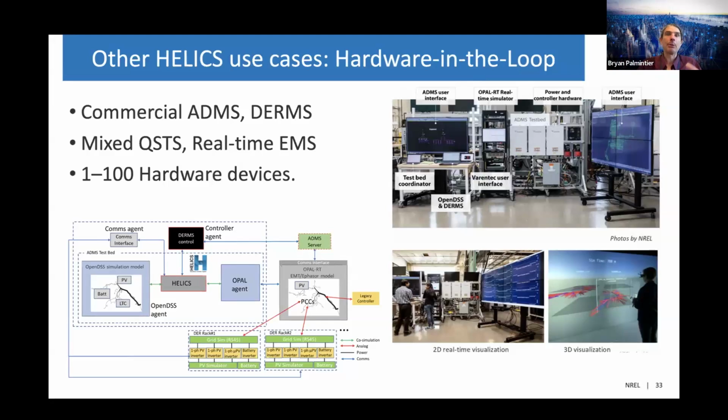But in the real world, there may be millions of these devices. And even if we're looking at a single feeder, it's tens of thousands or thousands, depending on how fine grained we're going. So often the amount that can be done in hardware is a subset of what can be done at scale in simulation.